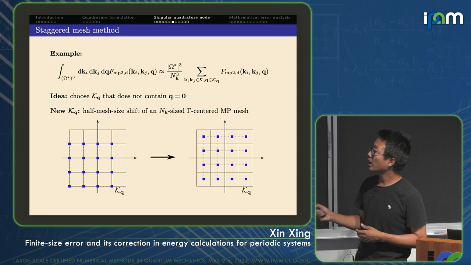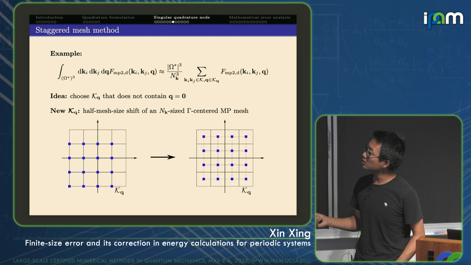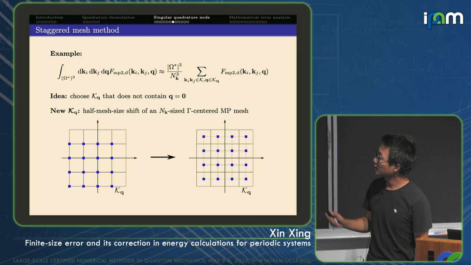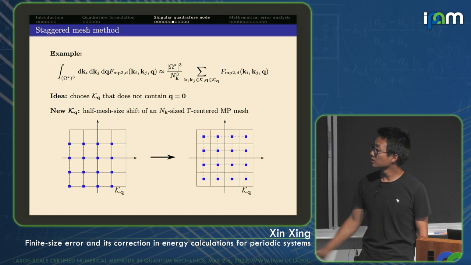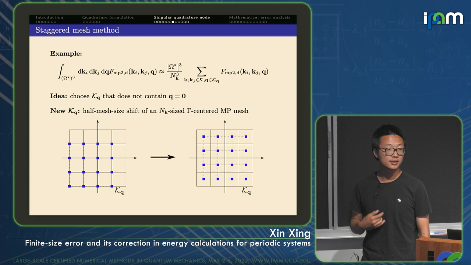So from this perspective, the idea is quite simple. Since q equals 0 is not wanted, let's just choose a uniform mesh, capital KQ, that does not contain q equals 0. And then the problem is solved. At least we removed the quadrature error due to q equals 0 alone. Specifically, we will choose this uniform mesh, capital KQ, to be a half mesh size shift of the original gamma-centered uniform mesh, say from the left one, the old one, to this new one that does not contain q equals 0. So using this new mesh in this trapezoidal quadrature calculation just defines the staggered mesh method for this calculation.